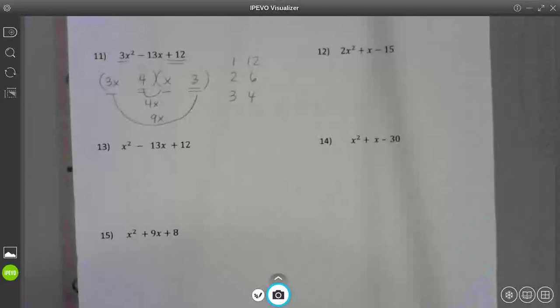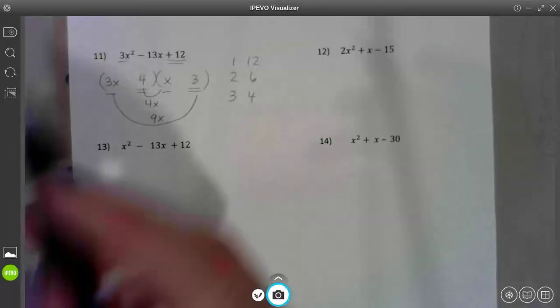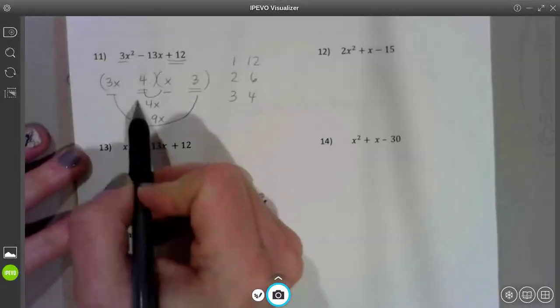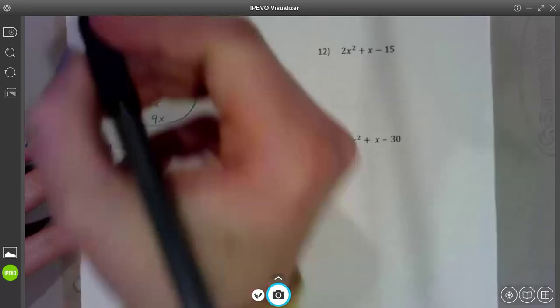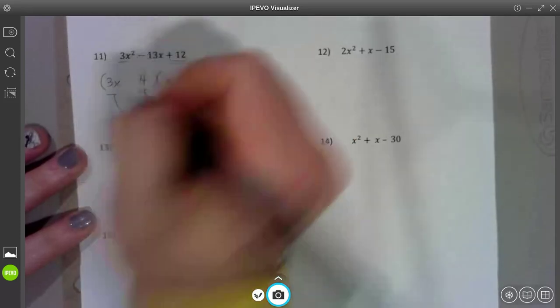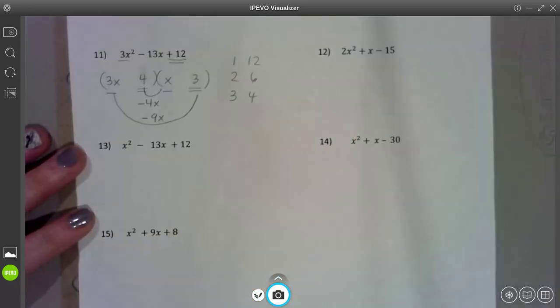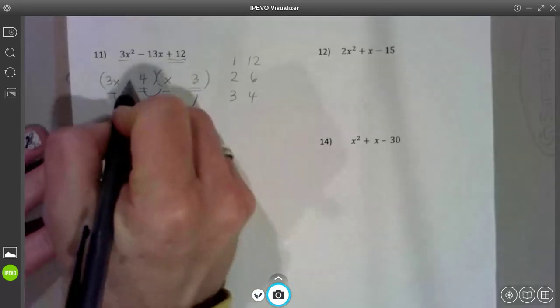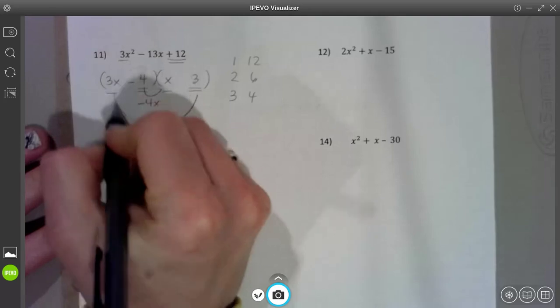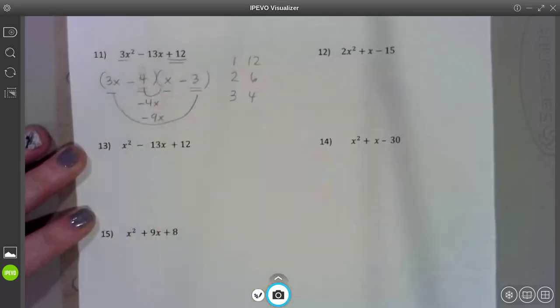All right, so let's see if I can get the signs to do what I need them to do. Well, how am I going to multiply to that positive and add up to that negative 13? They have to both be negative in order to make this work. Those will add up to a negative 13. So now this must be a minus 4 to get a negative 4x. And this must be a minus 3 to get a negative 9x.